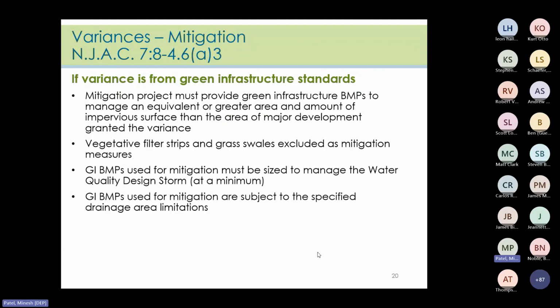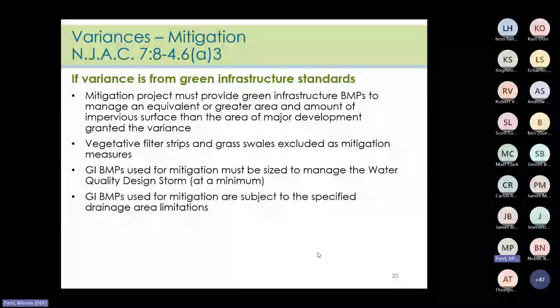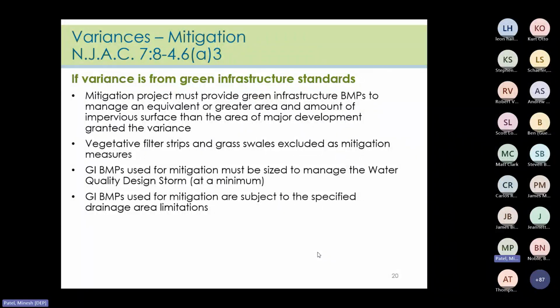Mitigation is required to receive a variance from the green infrastructure standards, but be aware that certain BMPs cannot be used as mitigation measures and that there are minimum sizing and drainage area limitations. Note that vegetative filter strips and grass swales are excluded as mitigation measures, and they don't address quantity control and groundwater recharge. GI BMPs that are used for mitigation need to be sized to manage the water quality design storm at a minimum and are subject to the specified drainage area limitations.